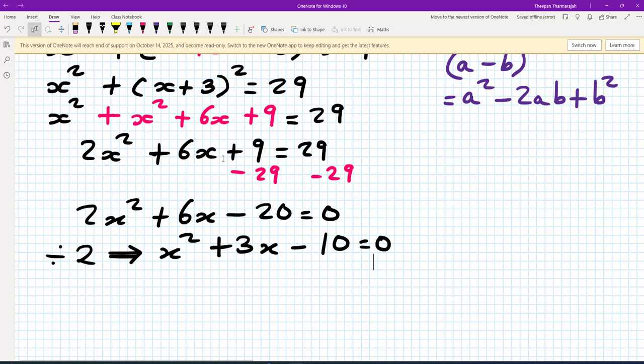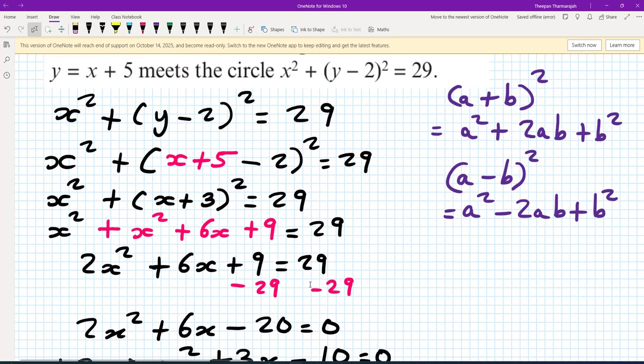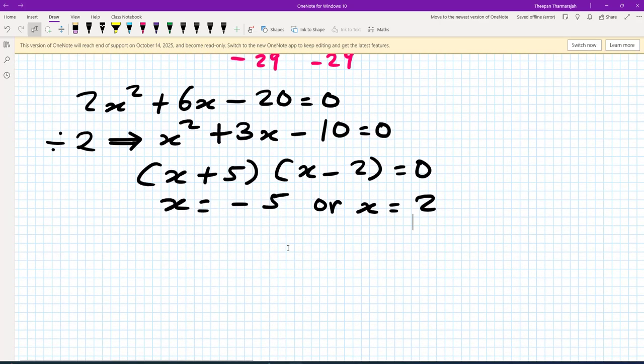So we're going to factorize the quadratic. (x plus 5)(x minus 2) equals 0. Solving that gives me x equals minus 5 or x equals 2. But we want to find the coordinates, so we need to find the y values. So we can use the linear equation for that: y equals x plus 5. So I'm going to write that here.